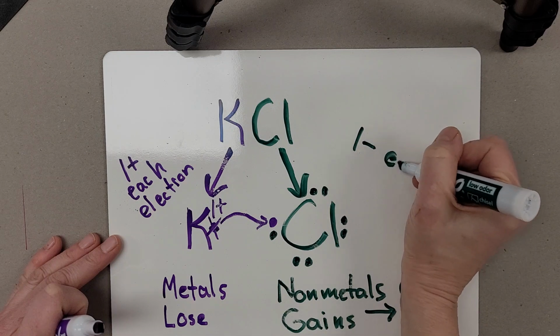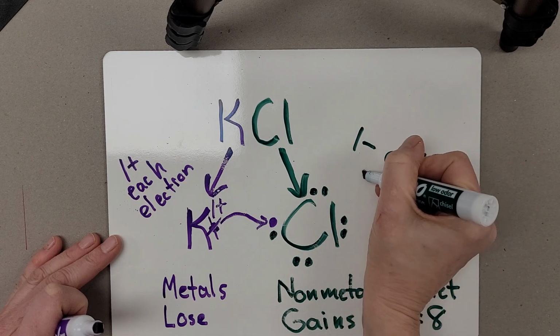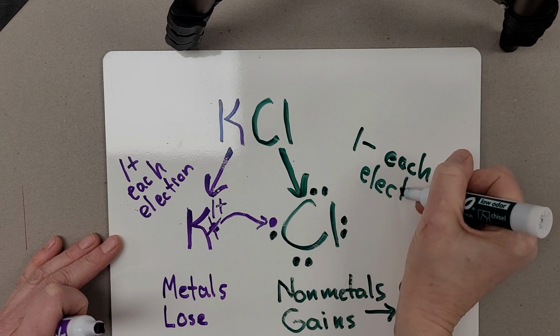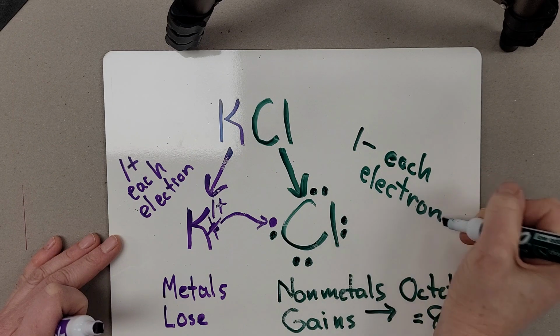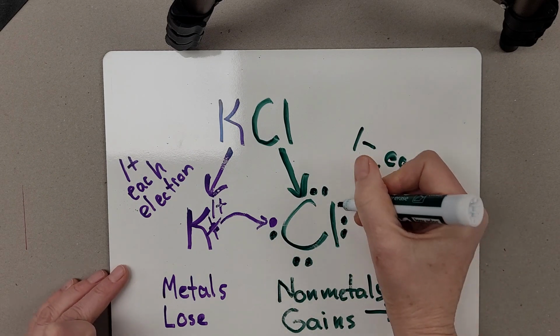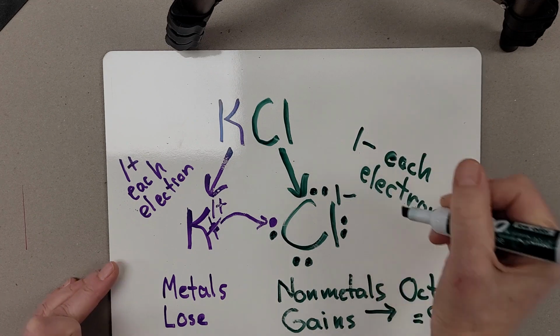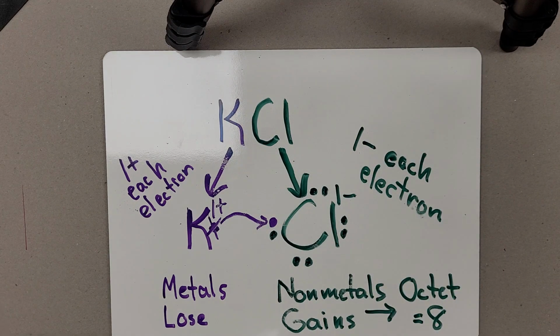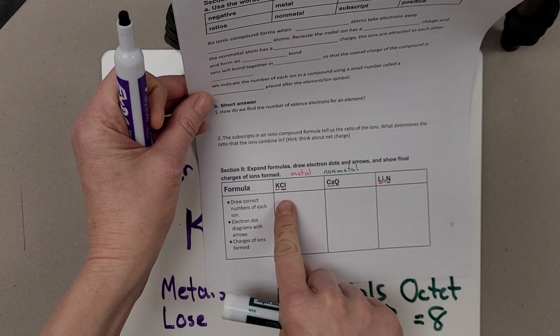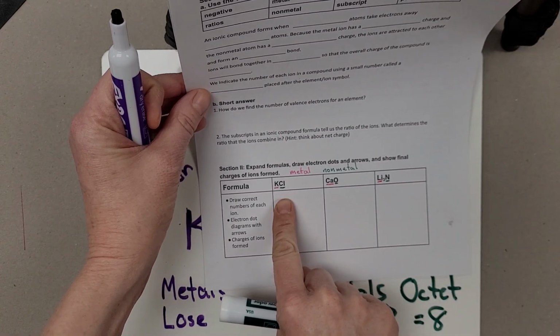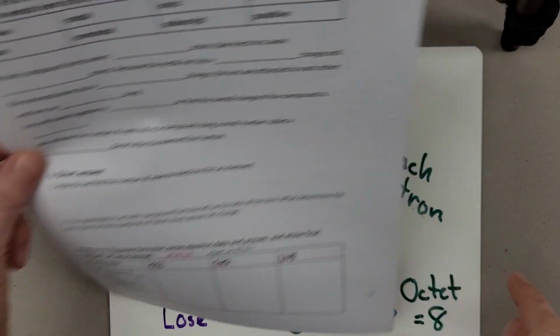1- each electron. Okay, so this guy's going to end up with a charge of 1-. And now that we've put our charges on, our diagram is done. So that's what this first problem here on the test would look like, or practice test. Now I'm going to go over to this one.